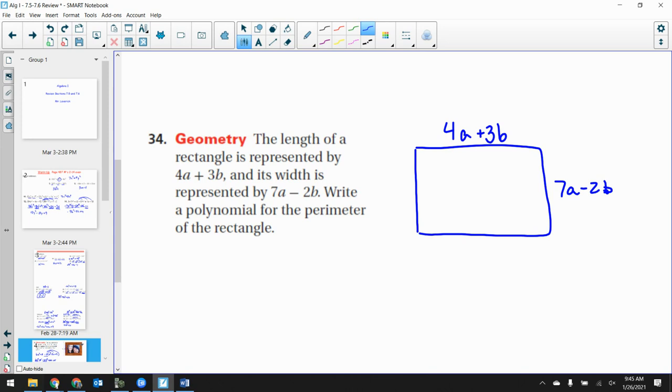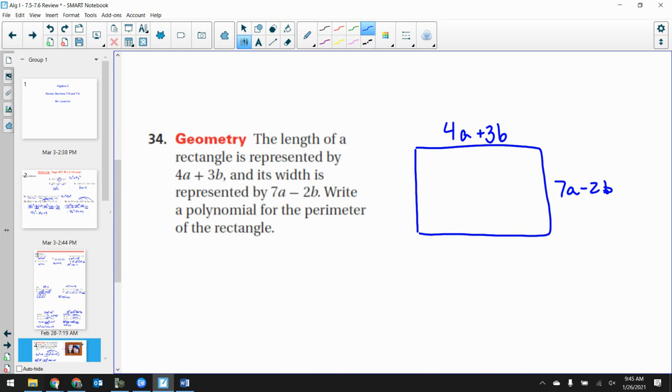Yeah, both sides. Add up all the sides, right? We add up all the sides. Another way, specifically for a rectangle, is you take 2 times the length plus 2 times the width. That's the one that I want to use here.